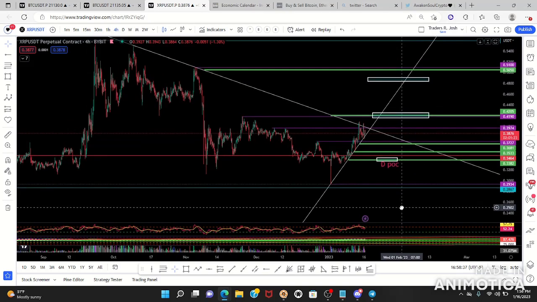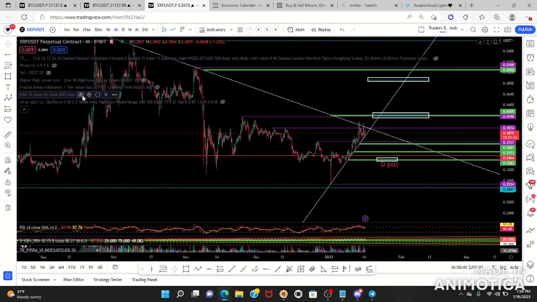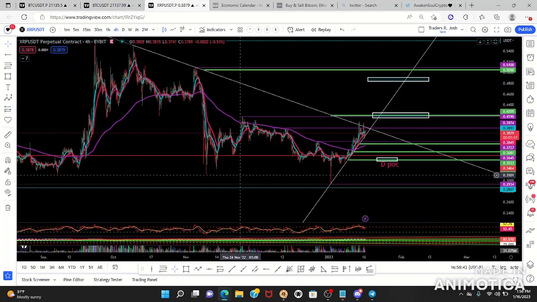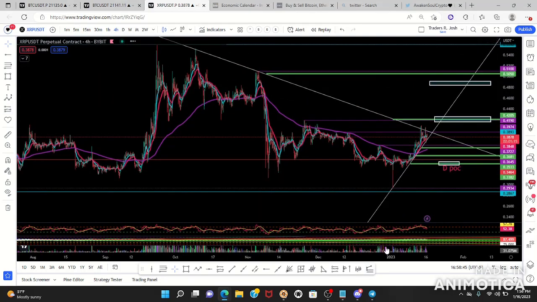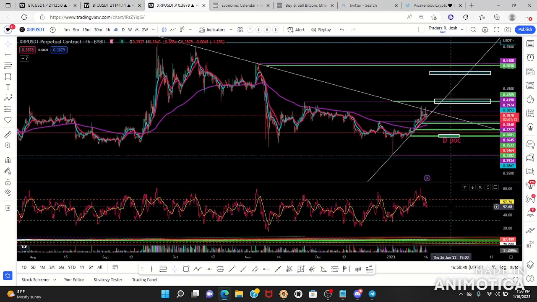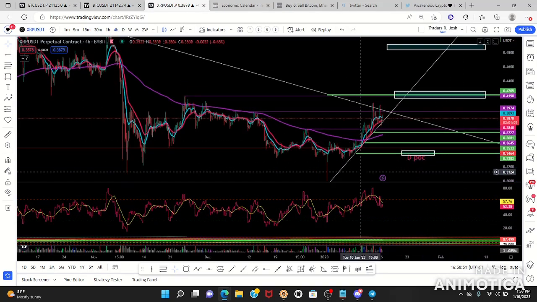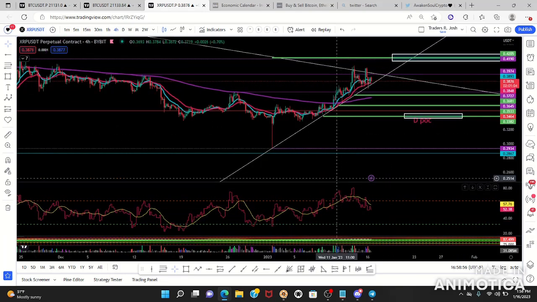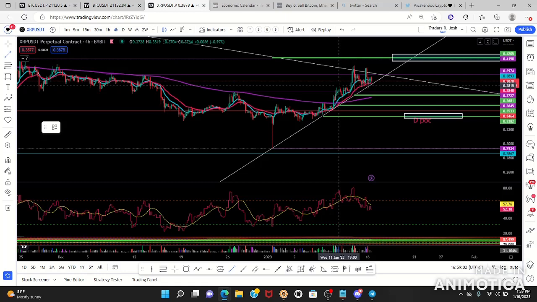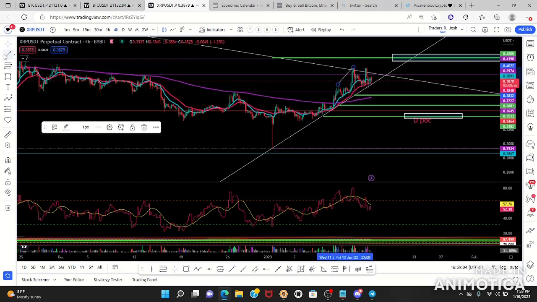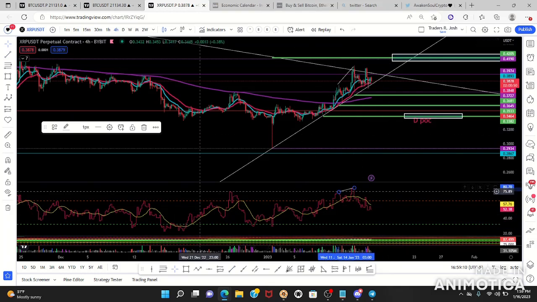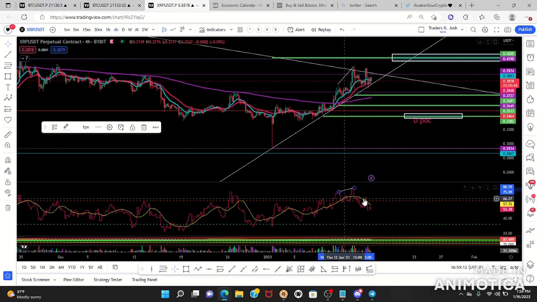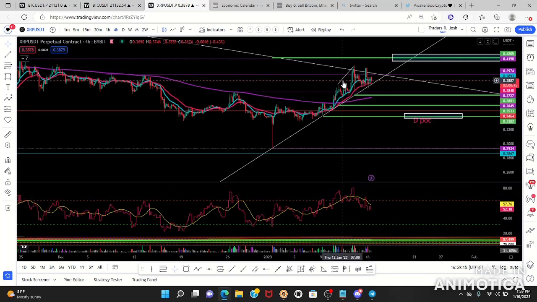Beautiful. Let me see my EMAs. I like to use the 12 and the 26, 200 to show us the way. Look at my RSI to see if I can find any divergence, any oversold, any overbought. So right off the bat right here on the 4 hour, I noticed this divergence. No, it's not divergence. It's okay. I thought I did.